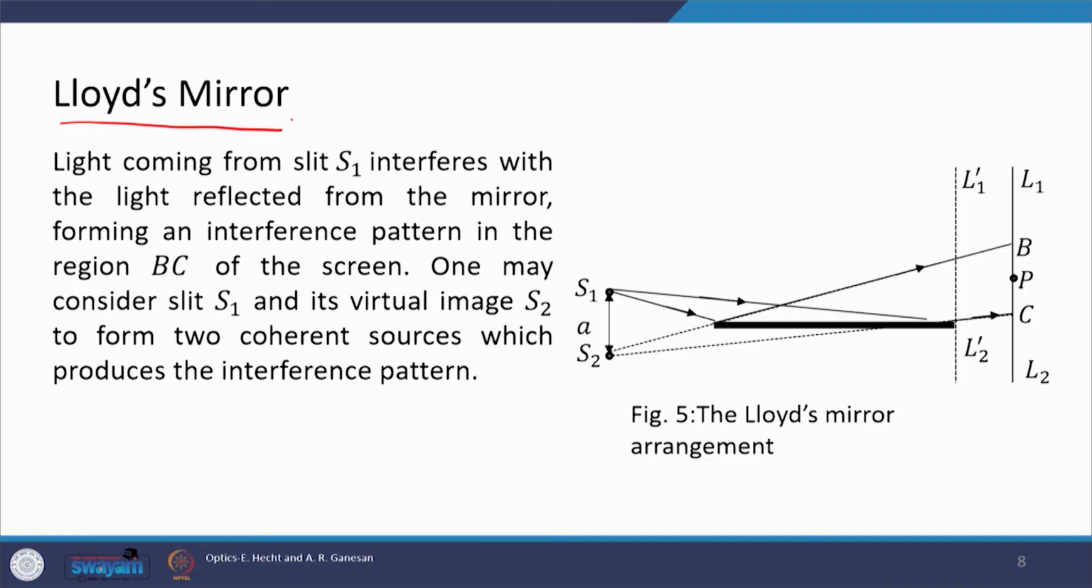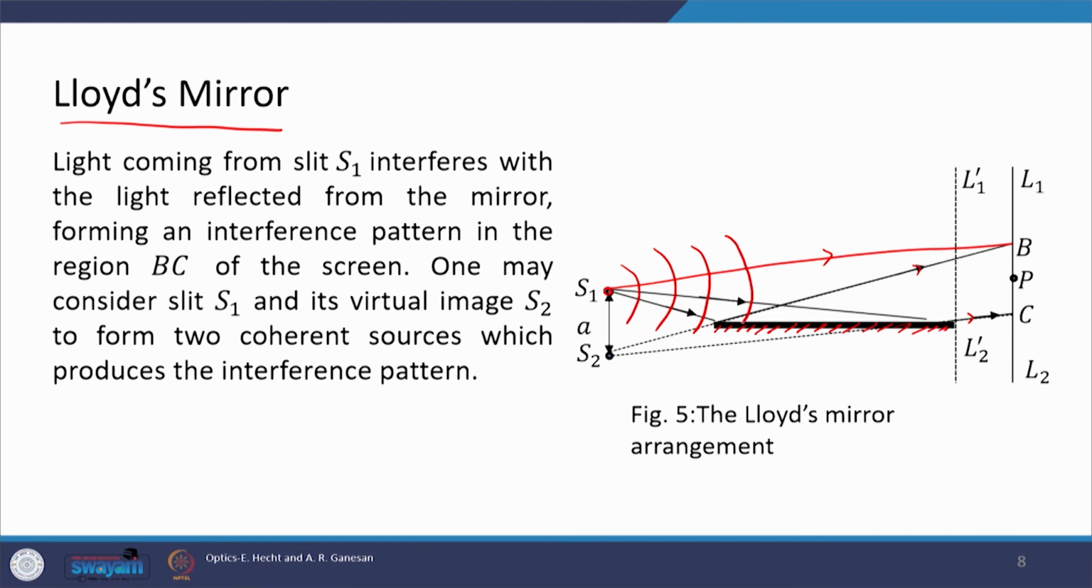Now, let us go to the next arrangement, which is another type of interferometric setup called Lloyd's mirror. In this case, we have a mirror, this dark line represents a mirror, and light from source S1 falls on this mirror and gets reflected here, and this reflected light interferes with the direct light which is coming from the source. We know that the source S1 is a point source, therefore it would emit a spherical wavefront. Now, let us draw this spherical wavefront.